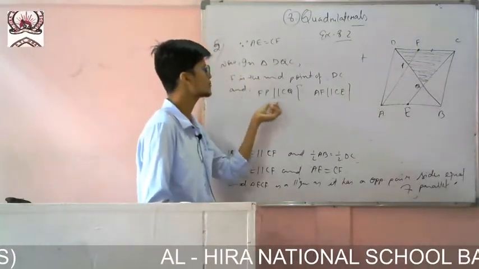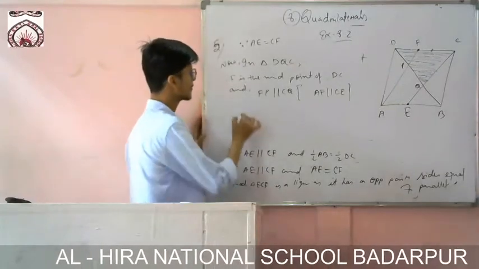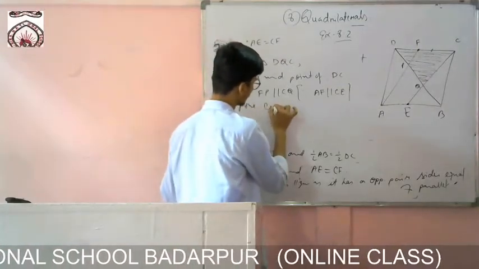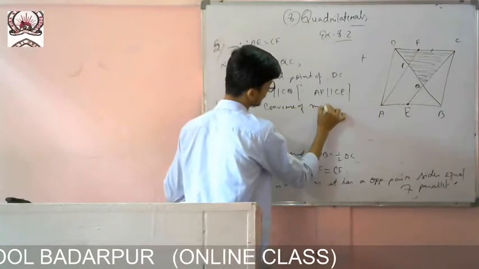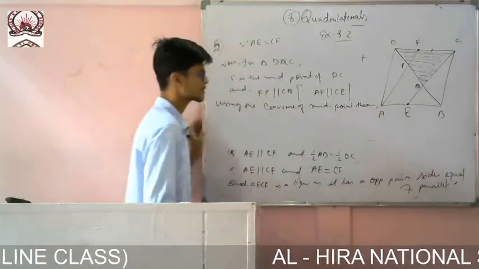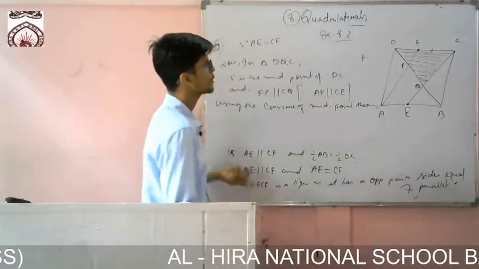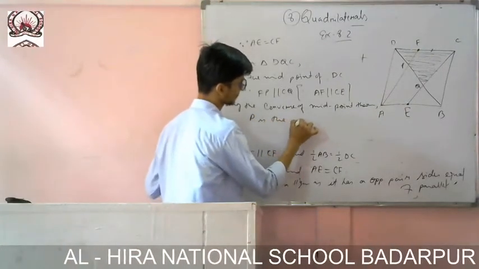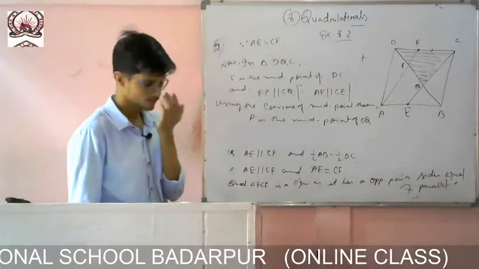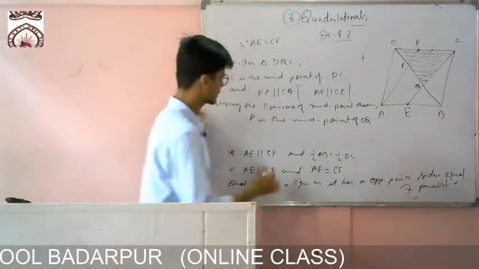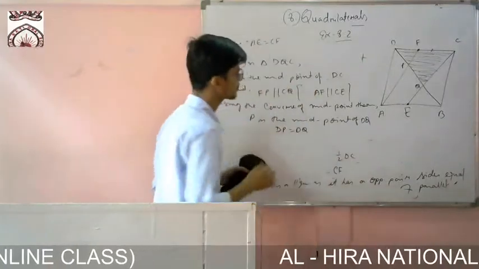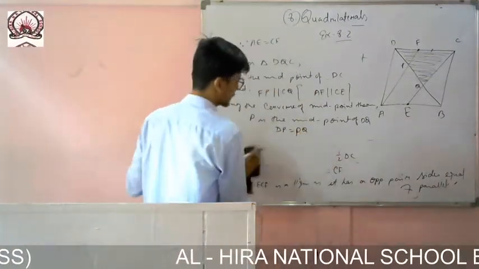So in a triangle, if F is the midpoint and this is parallel, if I use the converse of the midpoint theorem, then you write here using the converse of midpoint theorem, P is the midpoint of DQ. That means DP will be equal to PQ.